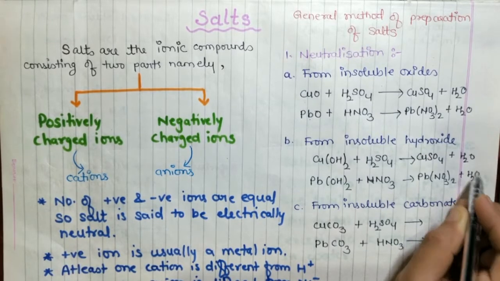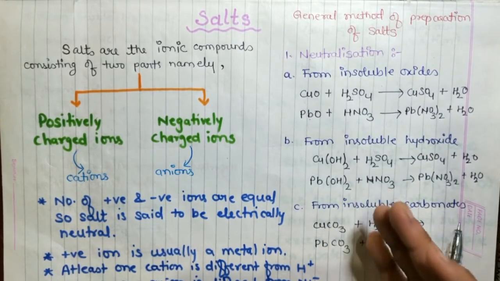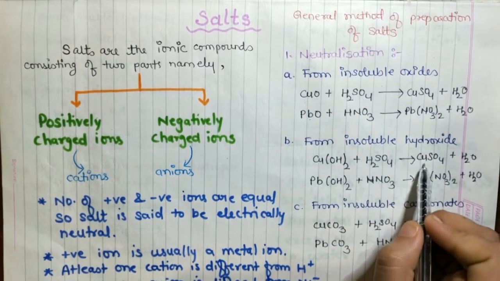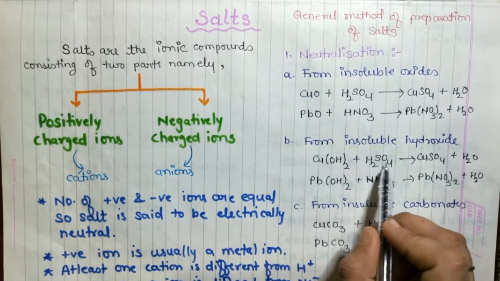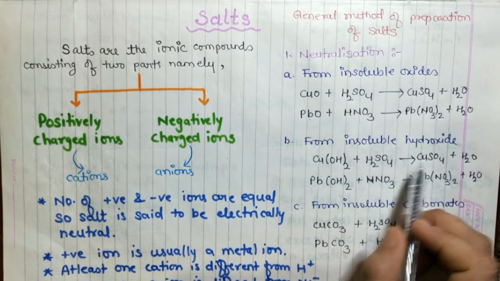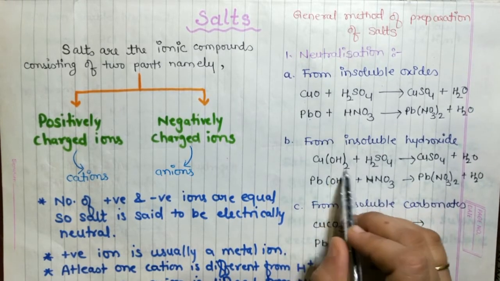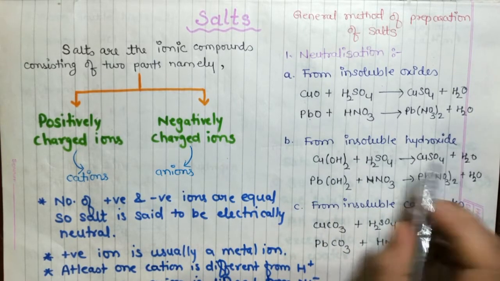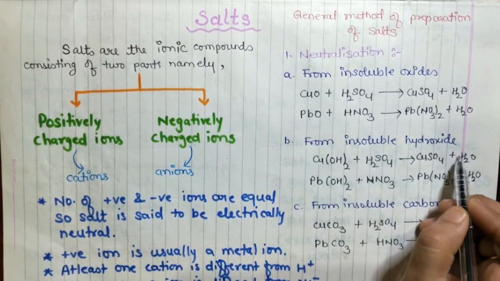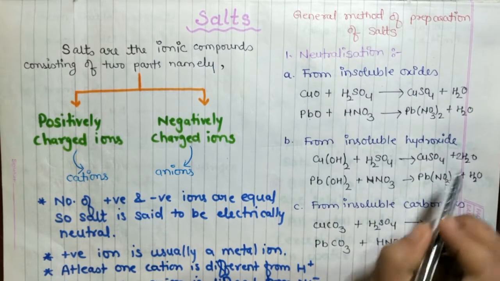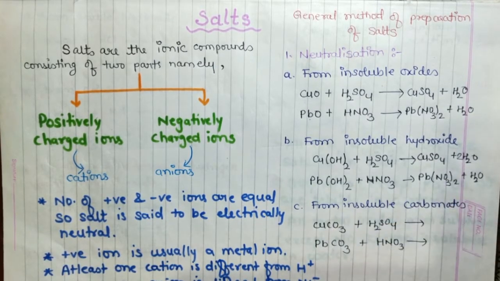Now we have to check the balancing, whether the reaction is balanced or not. See, copper is 1, here also 1. Sulfate is 1, here also 1. But what about hydrogen? Hydrogen is 2 plus 2, that is 4, and here it is only 2, and oxygen is 2 here and only 1 there. So we will put 2 here so that it is balanced.